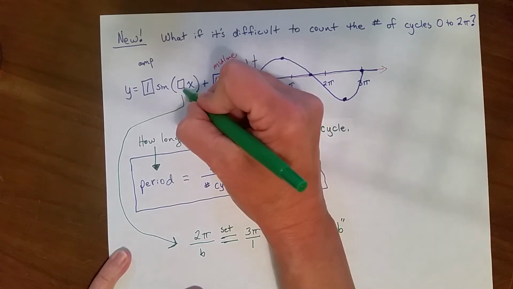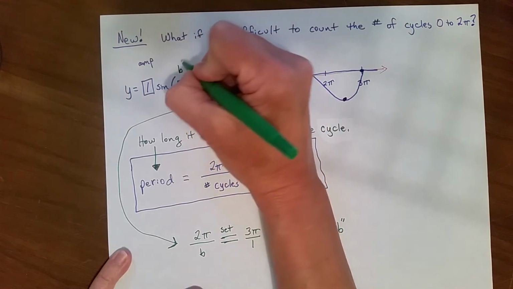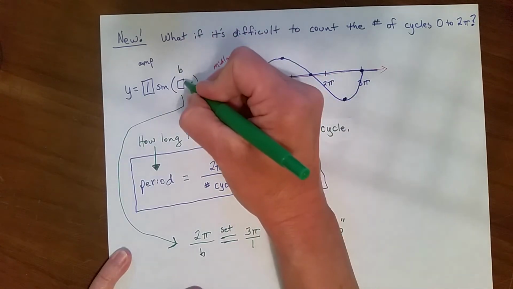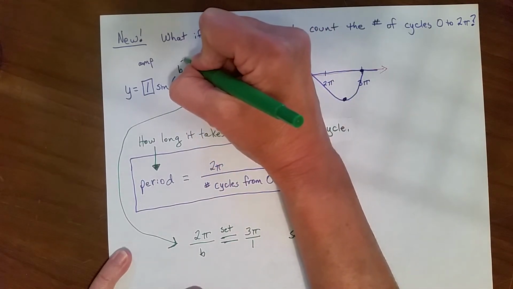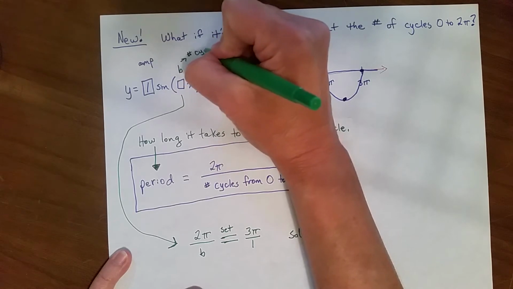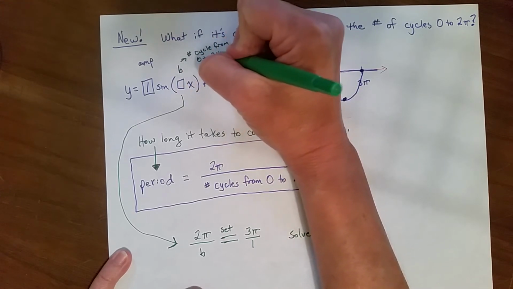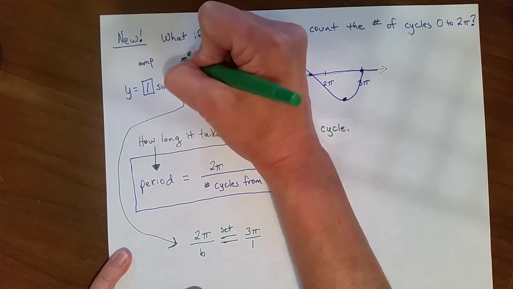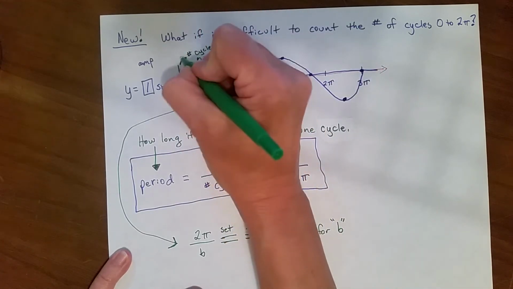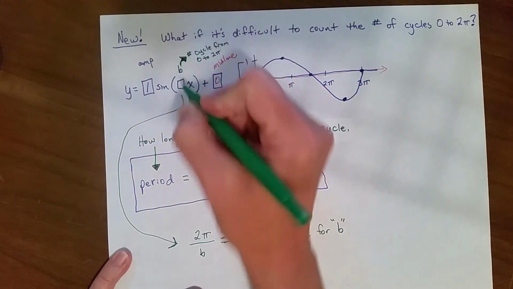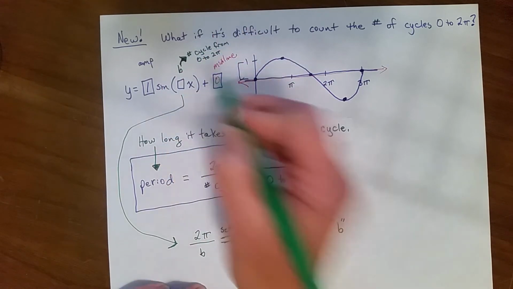And b is what goes right here. What we get for b goes right here, where b is going to be the number of cycles from 0 to 2 pi. Okay, that's what's going to go. That doesn't look like an arrow, but there we go. That's what's going to go right here.